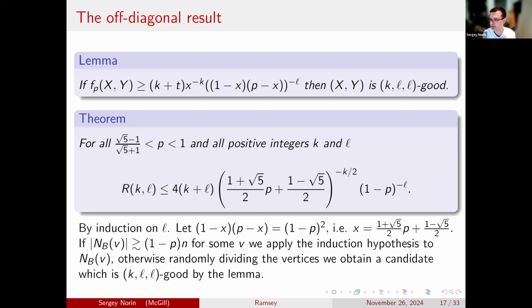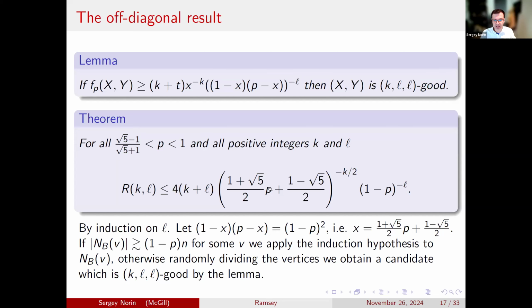Okay, so that's an explanation. It's not a complete proof, but it's an explanation of this part of the proof, which really doesn't hide much. I mean, it's pretty short.